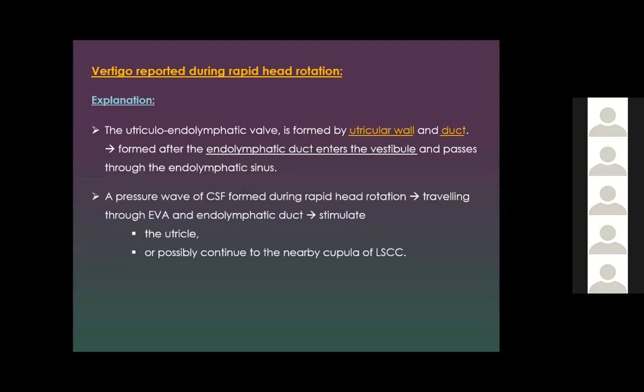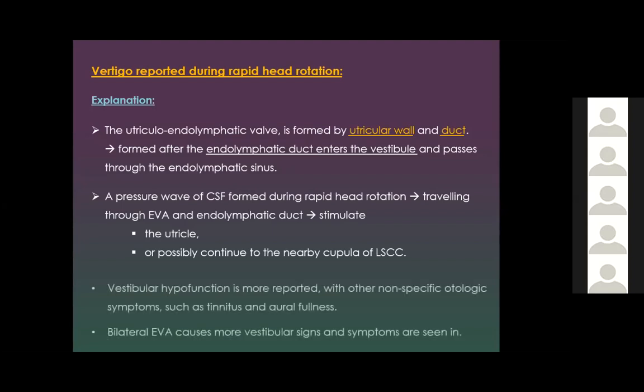Here, the pressure wave of CSF formed during rapid head rotation travels through the EVA and the endolymphatic duct, stimulating the utricle and cupula of the lateral semicircular canal. Vestibular hypofunction is more reported when there are non-specific otological symptoms, such as tinnitus or aural fullness. Bilateral EVA causes more vestibular signs and symptoms to be seen.